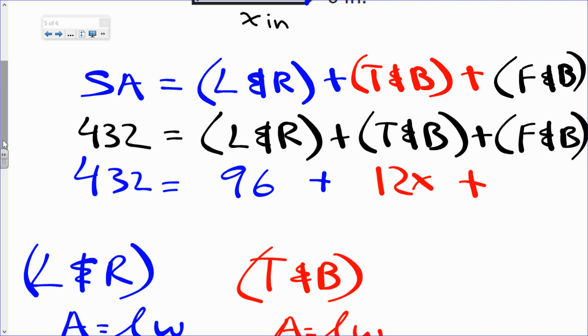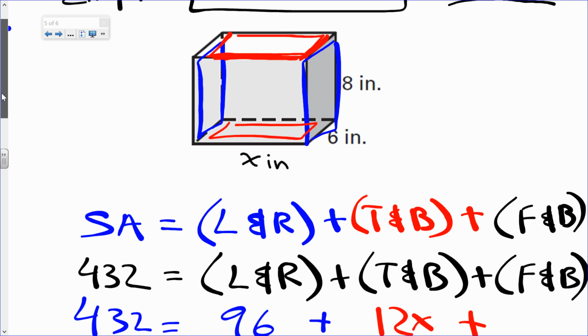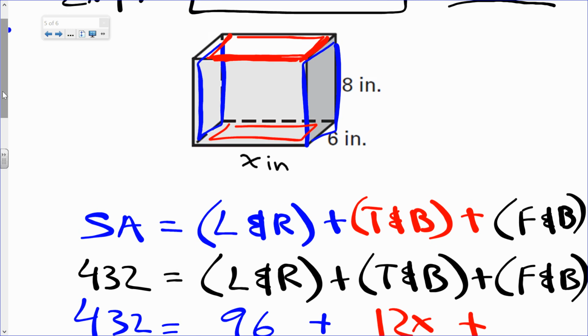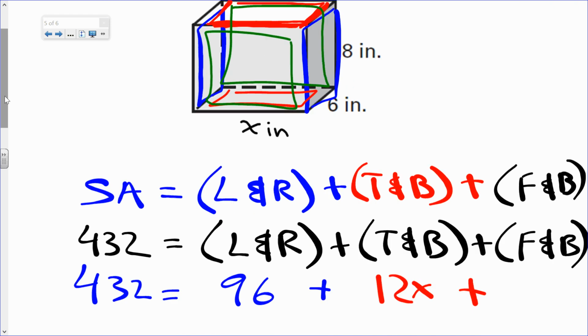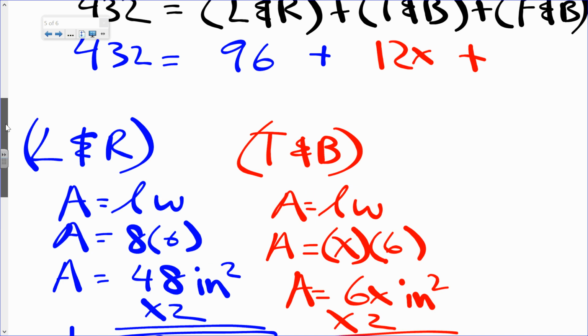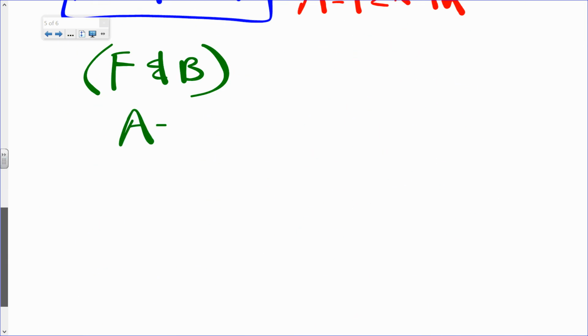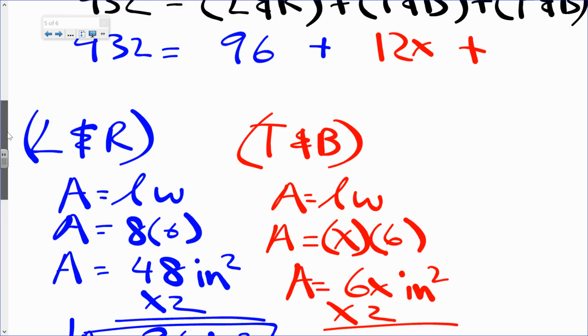Last but definitely not least is front and back. Front and back I'll put in, I can pick a color. I'll put in green. How about that? Front is green. Back is green. F and B. They're both rectangles, so again, area is length times width.